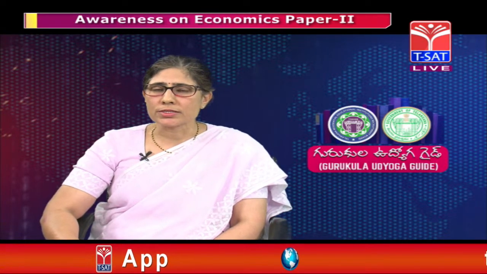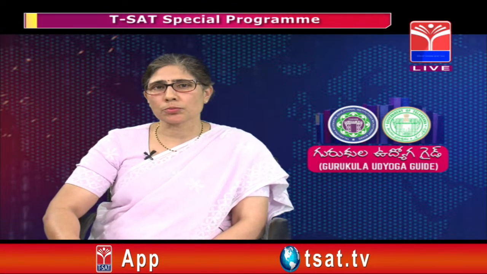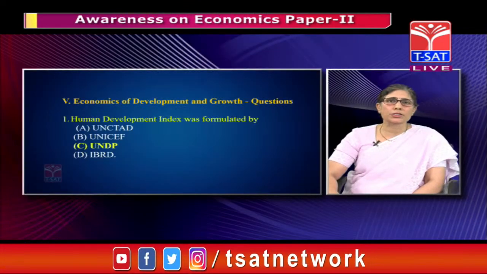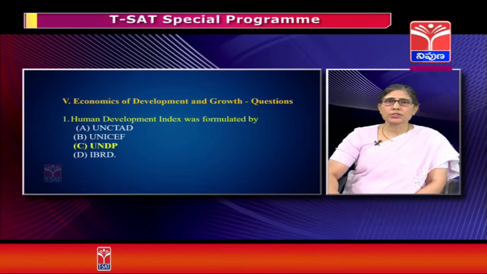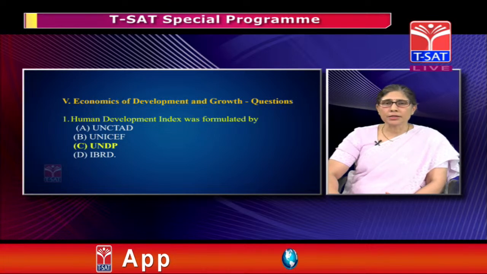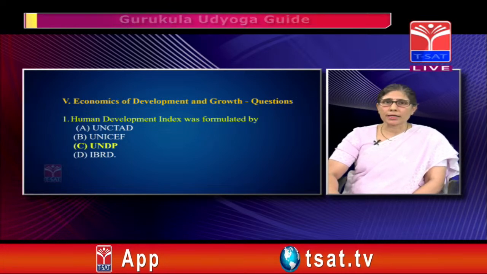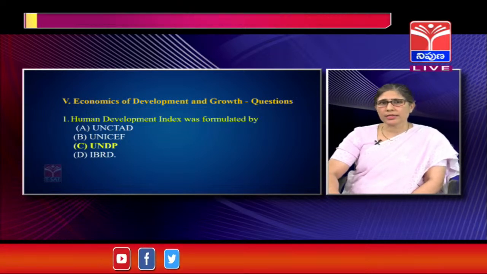Now, a few questions that you can look into: the Human Development Index was formulated by UNDP. This is one of the most important indexes taken by all countries in the world to measure development strategies. They take into consideration per capita income, mean years of schooling, whether there is a reduction in infant mortality or not, and also the education levels and the literacy levels.